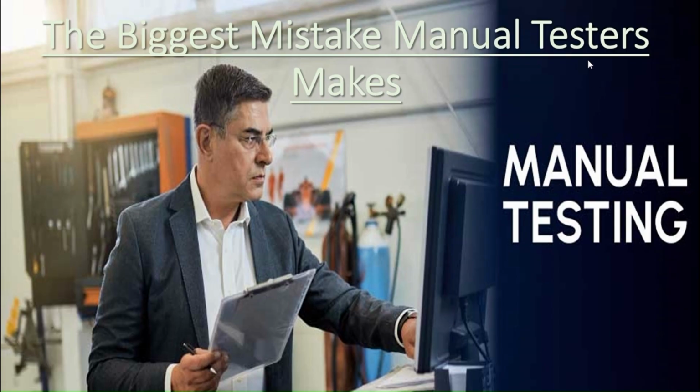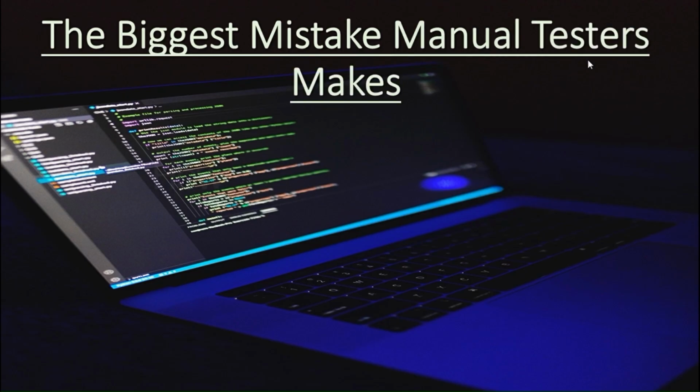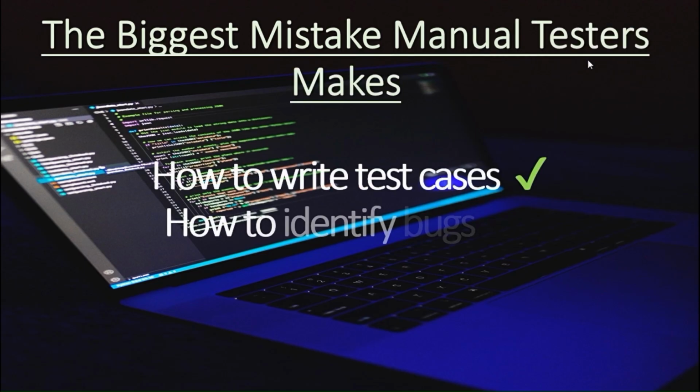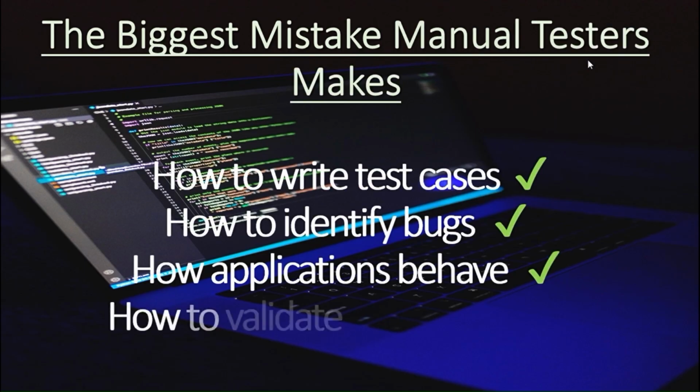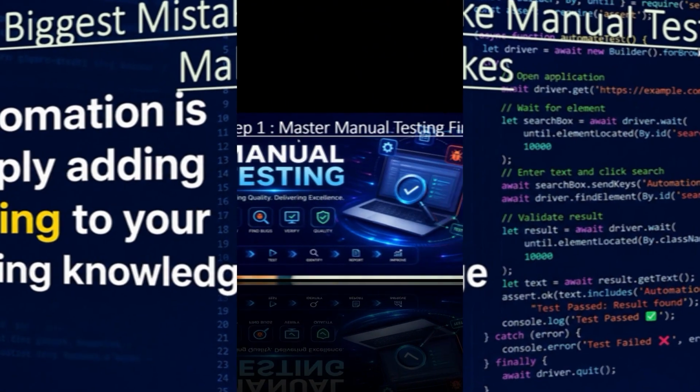Think about it as a manual tester. You already know how to write test cases, how to identify bugs, how applications behave, how to validate functionalities. These are the skills that developers don't always have. You are already 70% there, and automation is simply adding coding to your testing knowledge.